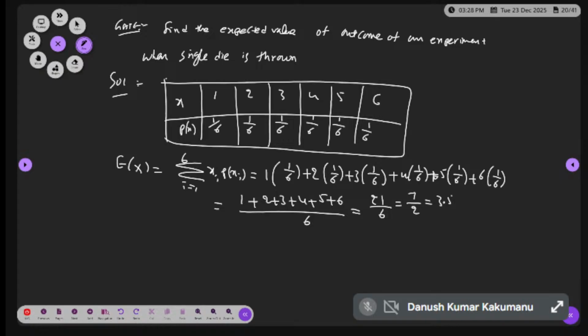What is this question? Expected value of the outcome when a single die is thrown. What are the possible outcomes? 1, 2, 3, 4, 5, 6 and their probability values also, E of x. Understanding? No confusion?